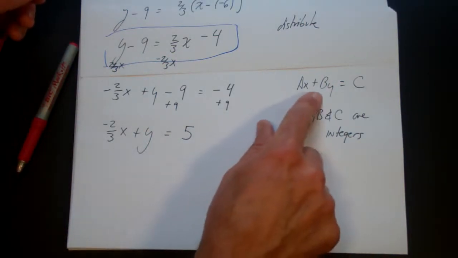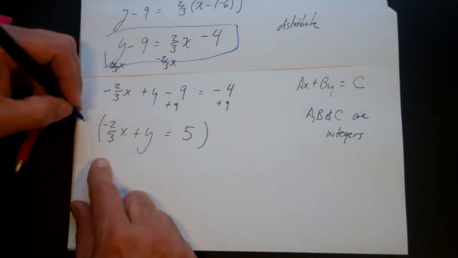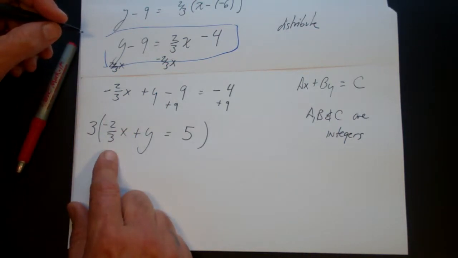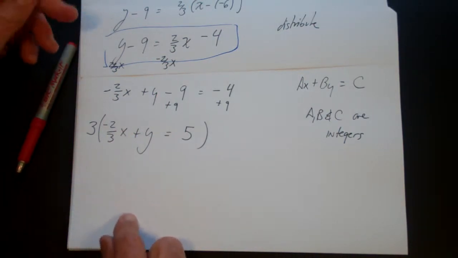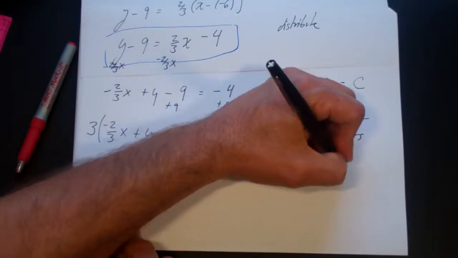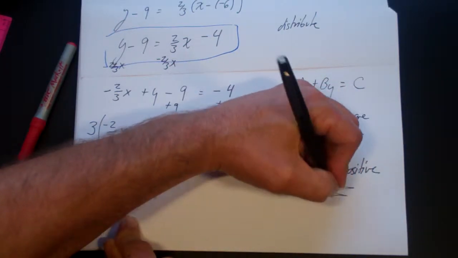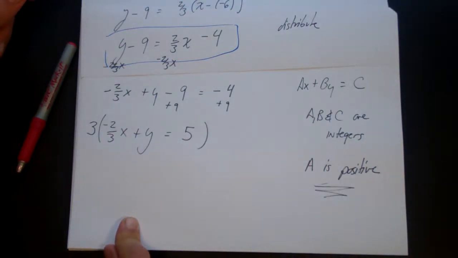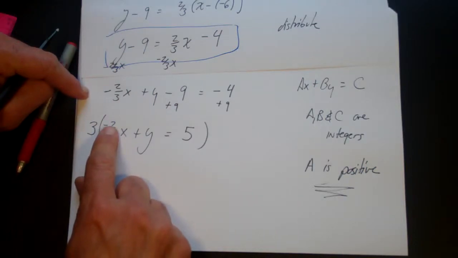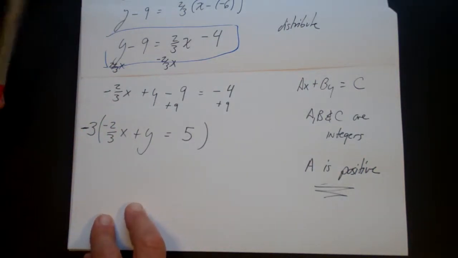Now notice I want a, b, and c to be integers, but this is a fraction, so I want to multiply this by 3. Now here's another place where teachers differ. Some teachers feel it's really important that a is positive, whereas other teachers think that's not that important. Books treat it the same way. It's probably just safer to make sure a is positive. Since this a is negative here, rather than multiplying by 3, I'm going to multiply by a minus 3.